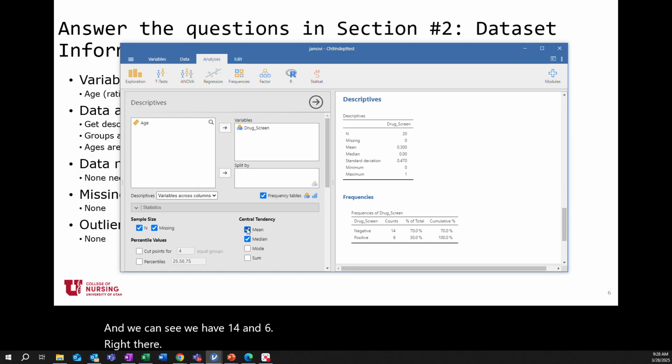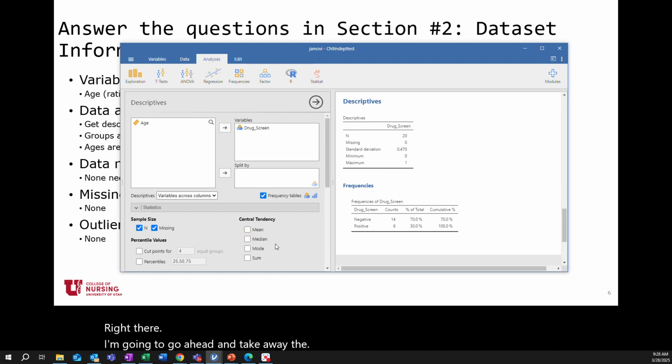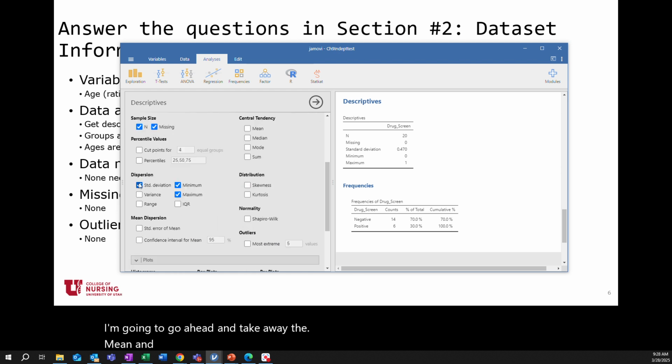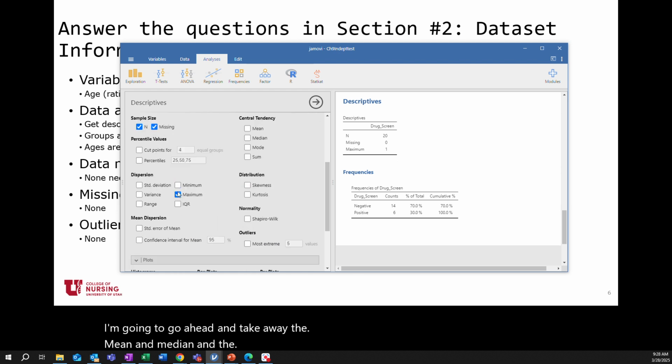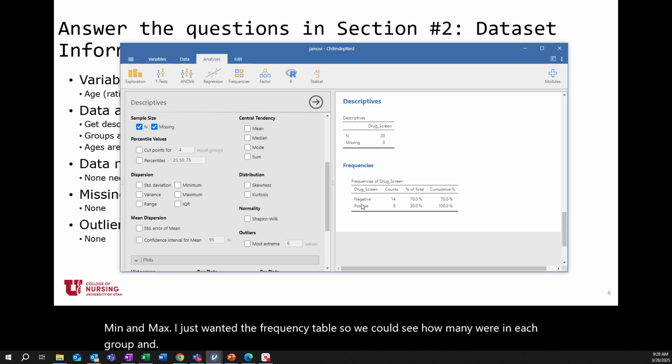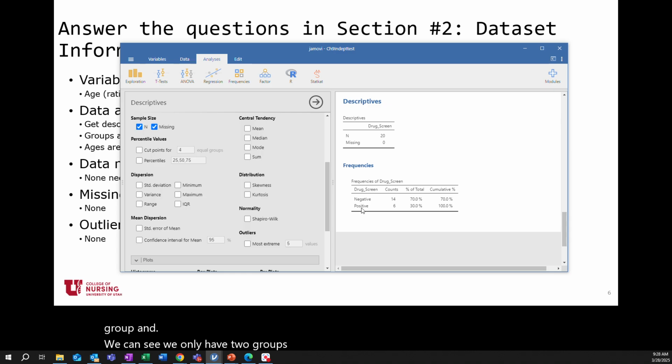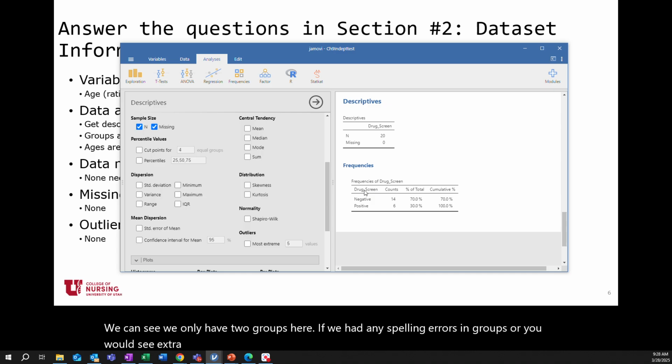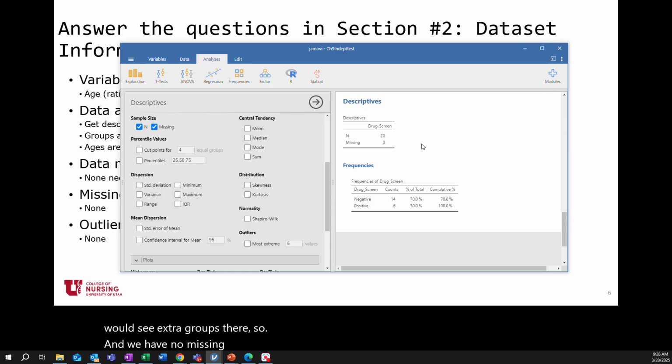I'm going to go ahead and take away the mean and median and the standard deviation, min and max. I just wanted the frequency table so we could see how many were in each group. And we can see we only have 2 groups here. If we had any spelling errors in groups, you would see extra groups there. And we have no missing data in anything.